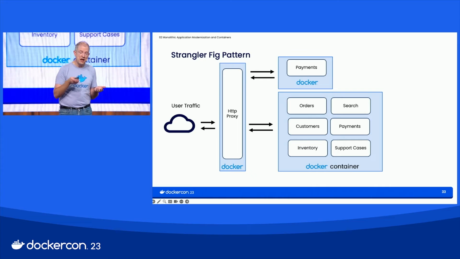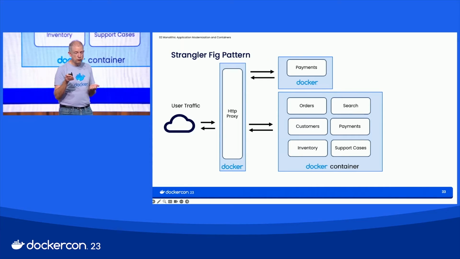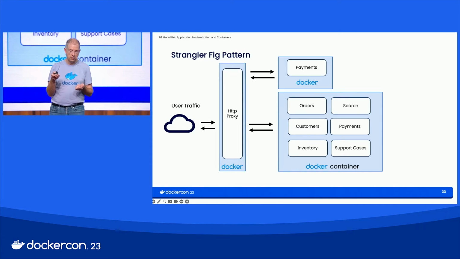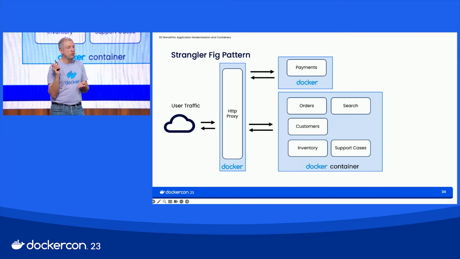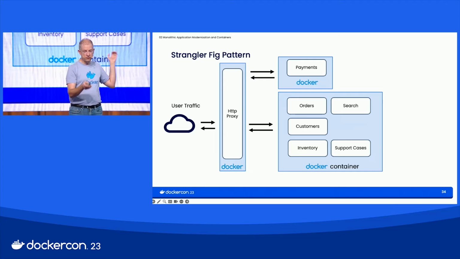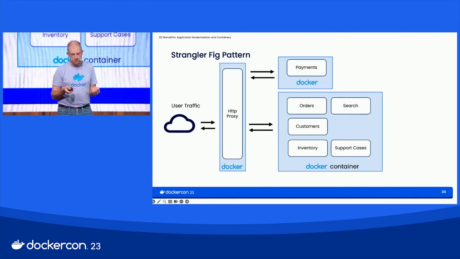So I'm going to take it and put it in its own container. Once I've done that, I can start redirecting requests for payments to that new container, and then I can remove the payments functionality from the old container. Now, it's important to note, this is the same code that was down here in the main container. I've not changed it other than make it something that gets called by an API.